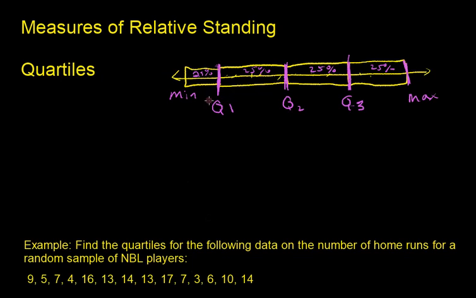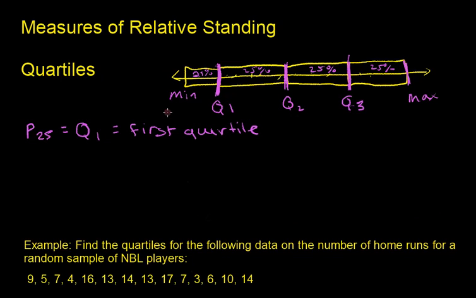Quartiles are the same thing as percentiles, right? 25% of the data is less than whatever this Q1 is, and that's basically the definition of the 25th percentile. So P25, the notation for the 25th percentile, is the same thing as Q1, which is the first quartile. So 25% of the data is less than whatever the first quartile is.